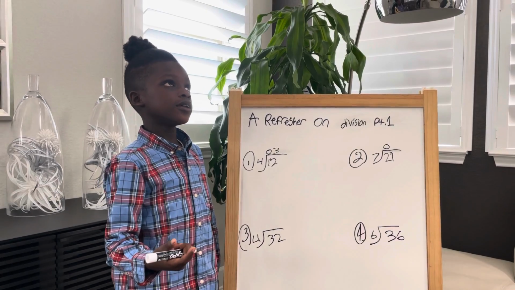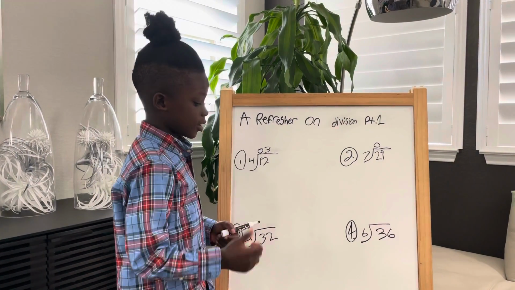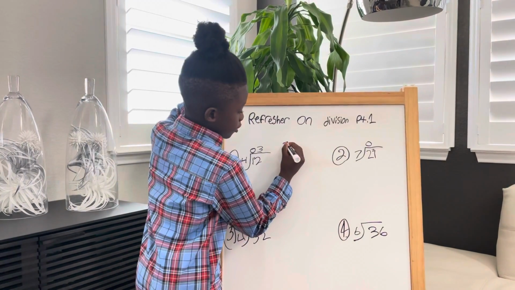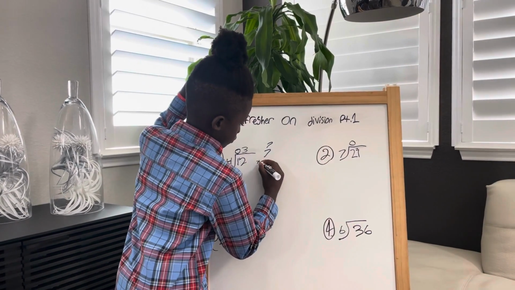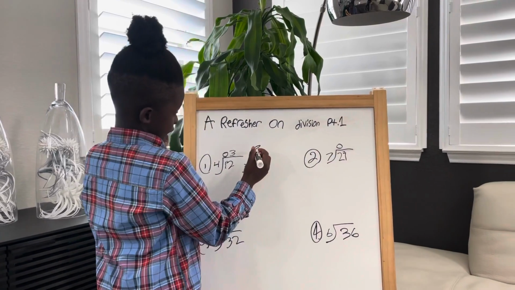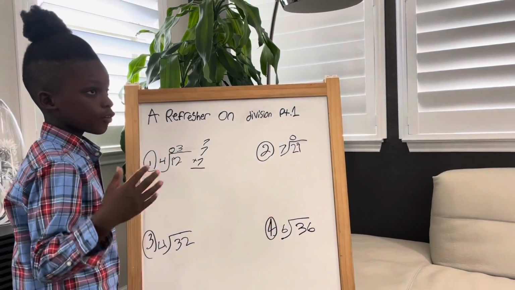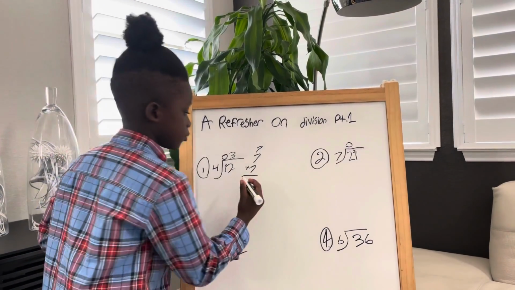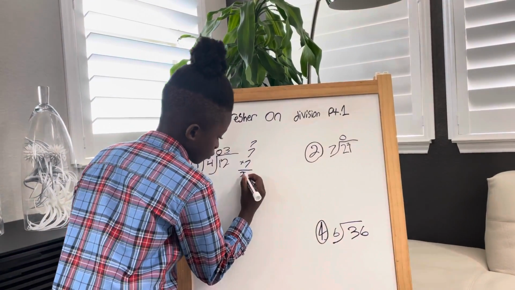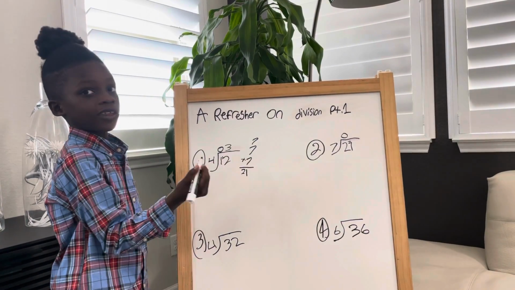Wait a minute. No, wait. Okay, 7 plus 7 plus 7. 7 plus 7 is 14. Then 14, 15, 16, 17, 18, 19, 20, 21. We have 21. And how many groups of 7 do I have? 3.